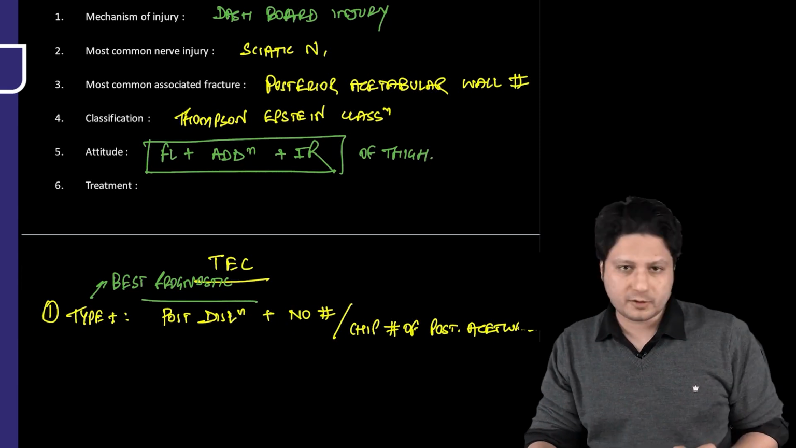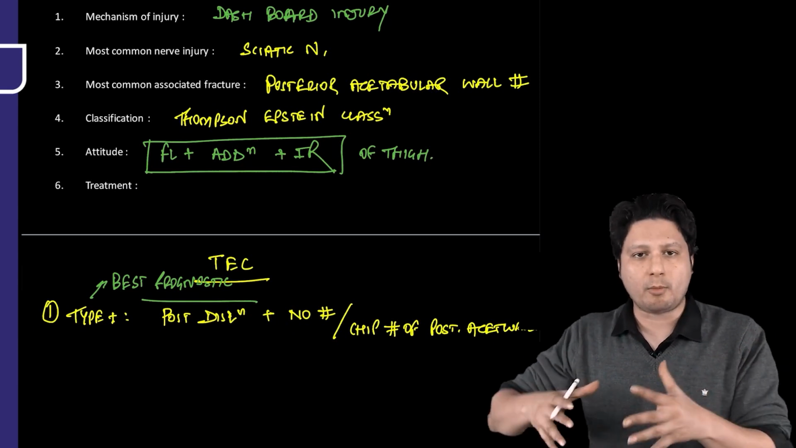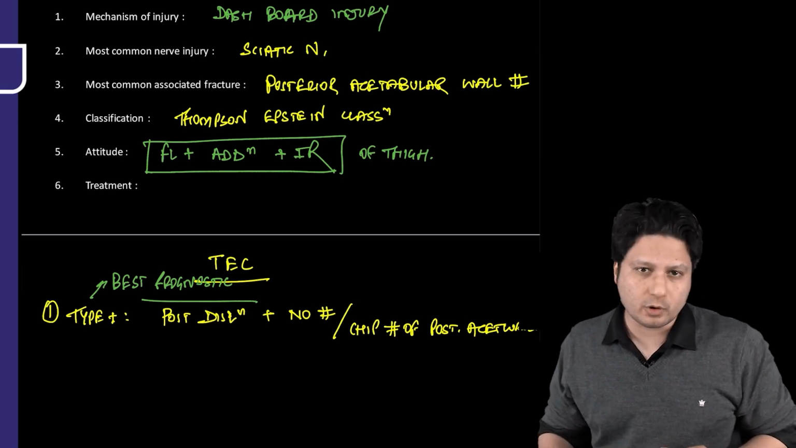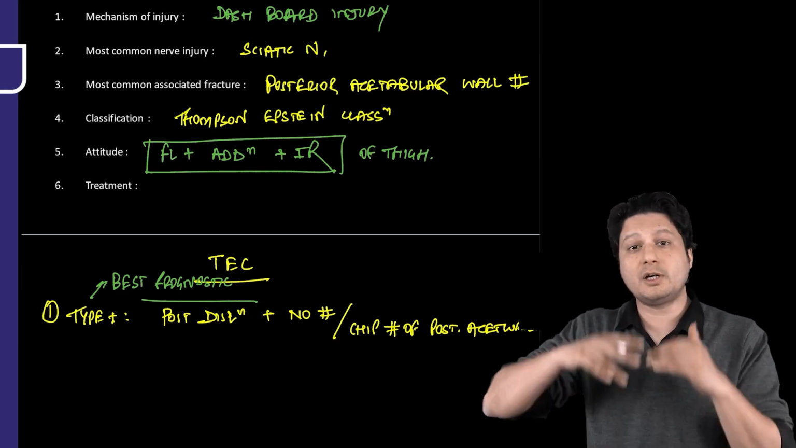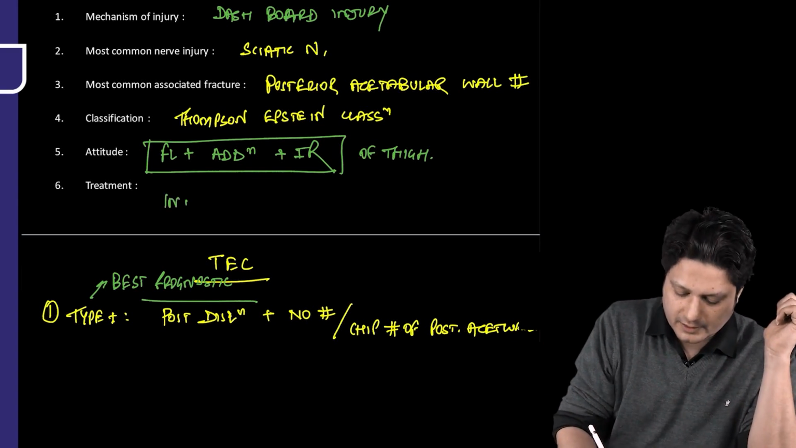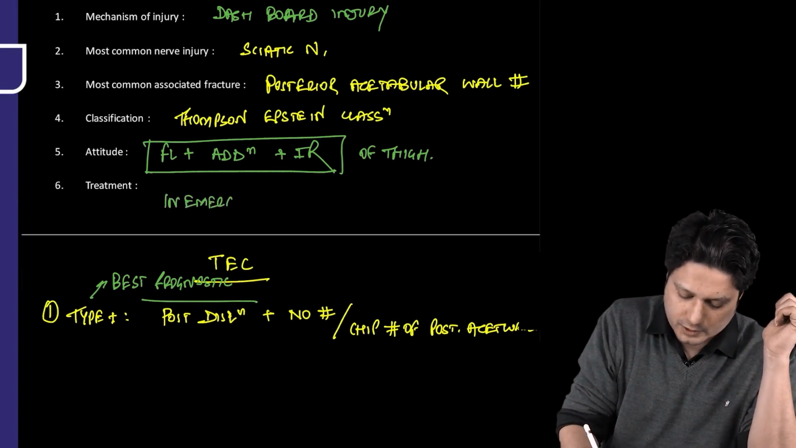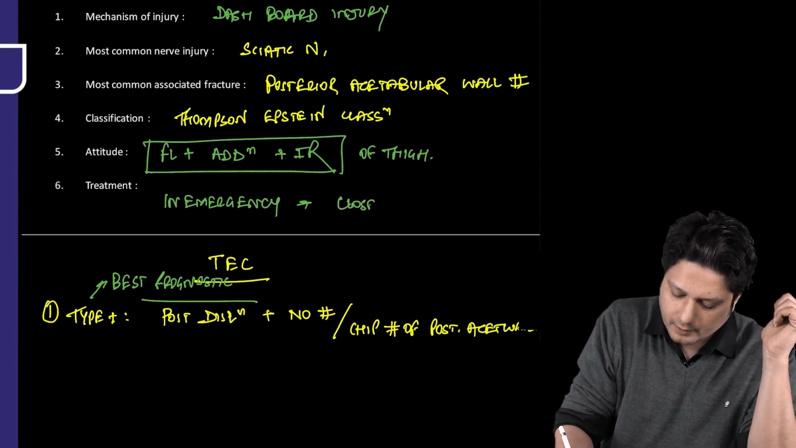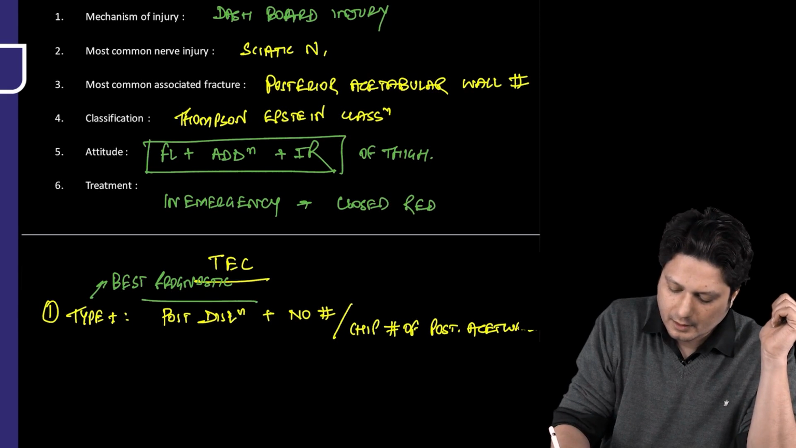And finally comes the management part. That means what you have to do in the form of management. You see, most of the time when there is a pure or isolated dislocation of the hip joint, it has to be managed in emergency. So in emergency, what you have to perform is a closed reduction.